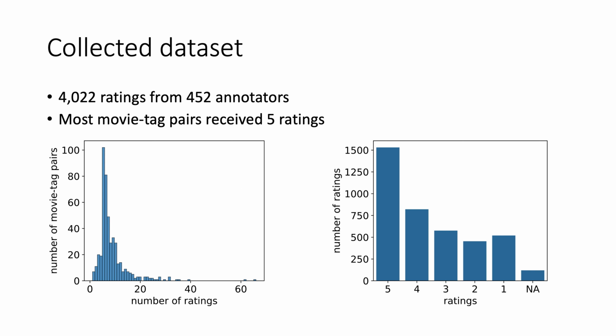We ran our survey in Amazon Mechanical Turk and received around 4,000 ratings from 450 annotators. Most movie tag pairs received 5 ratings, and that was our goal. Most of our ratings indicated that a tag applied to the movie very strongly or just strongly. However, there was also a peak when the tag does not apply to the movie at all.